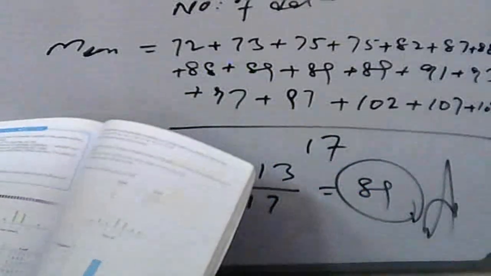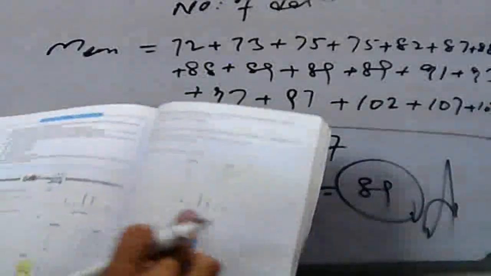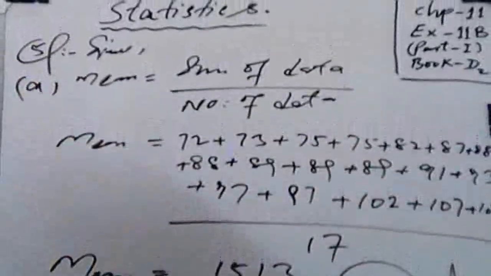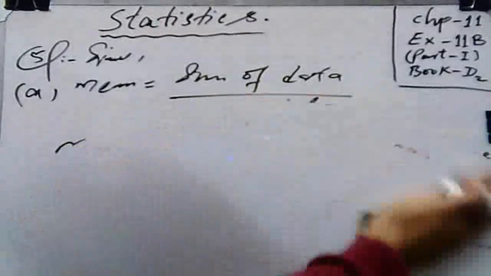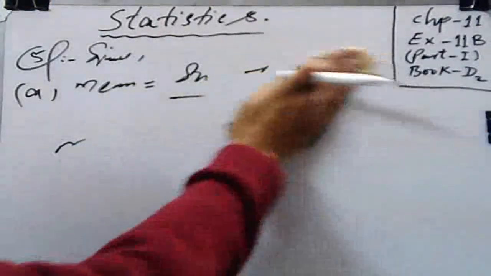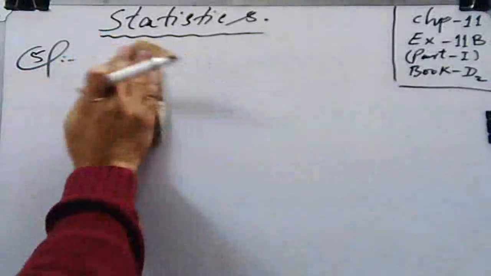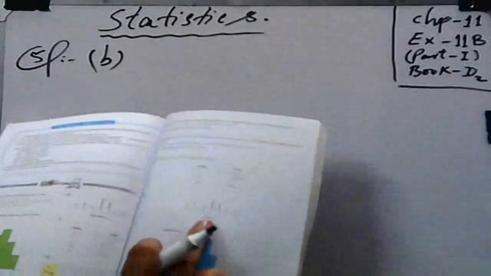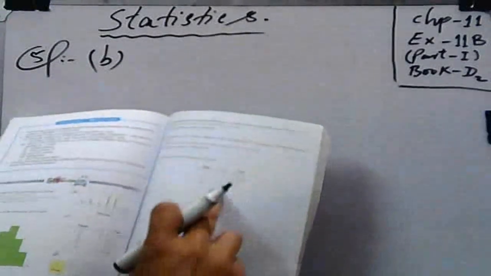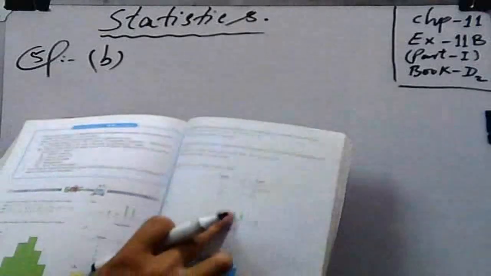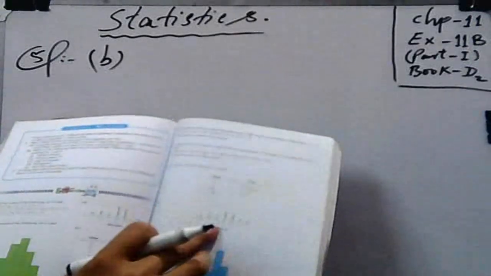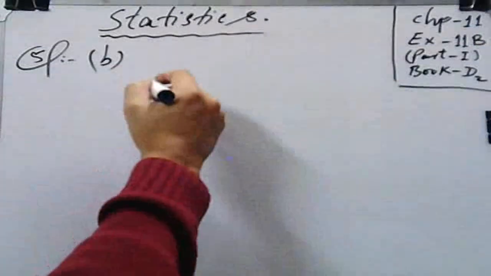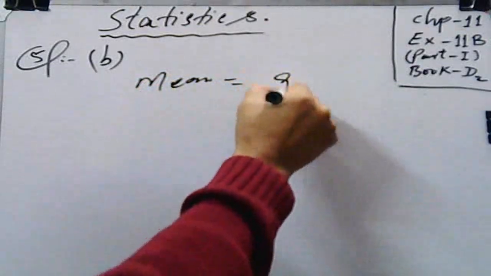Now coming to the next part, you should see the diagram, because a different type of diagram is given, so you don't get confused. It is very simple: which bar is the highest one? 9 is the highest one, so the mean of this set of data is 9, because 9 has the highest bar.